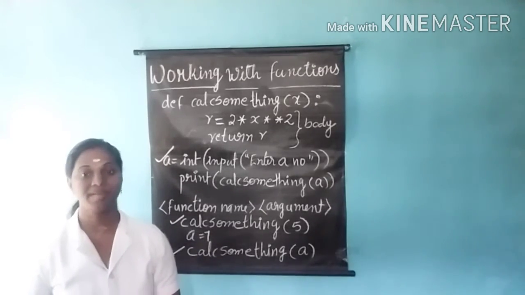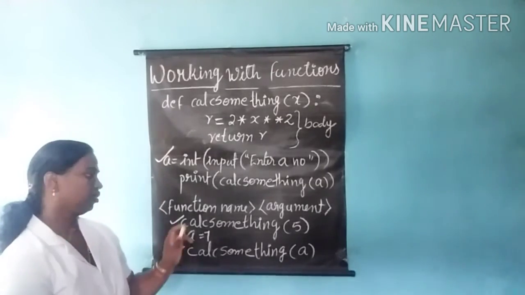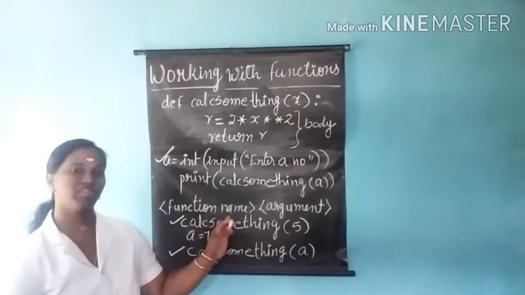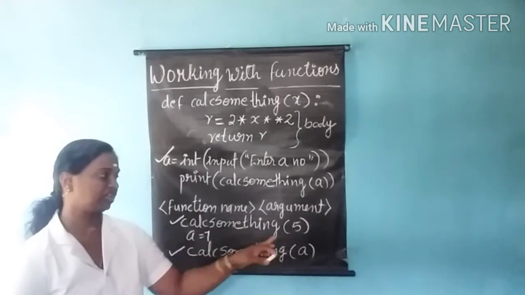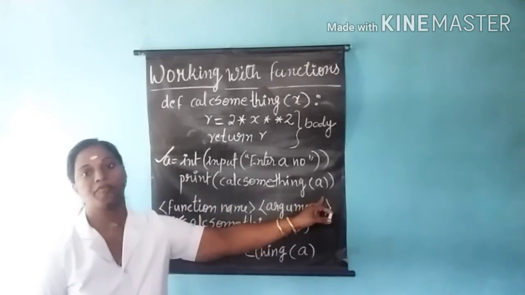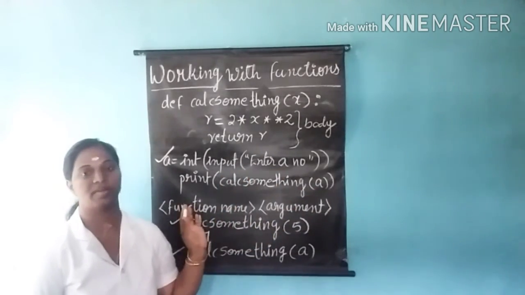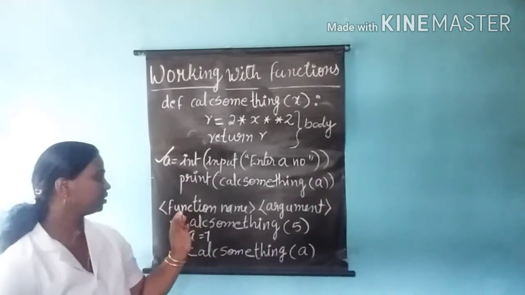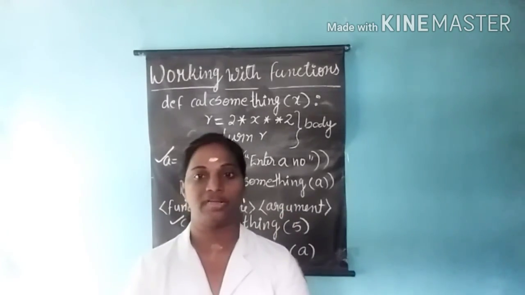Is it clear? To define a function, then to call a function. To call a function, you can write the function name, then the argument list. When you use this syntax, you can write calc_something(5), or you can pass the value directly. See here, print(calc_something(a)). This variable a, we read through the statement enter a number. Here also calc_something(a). Always we are using the function name, then the argument. So this is the way to invoke a function.